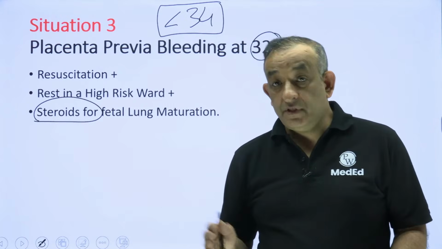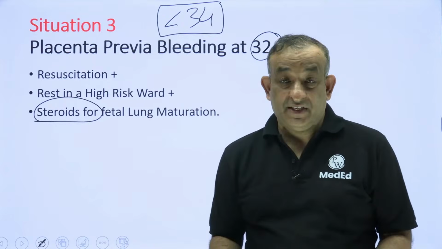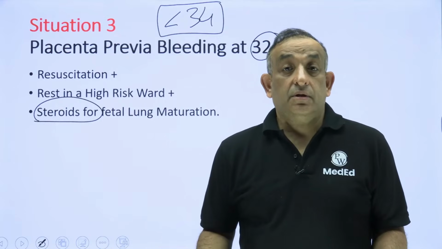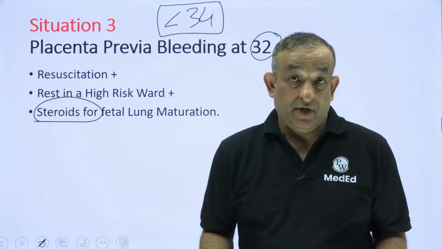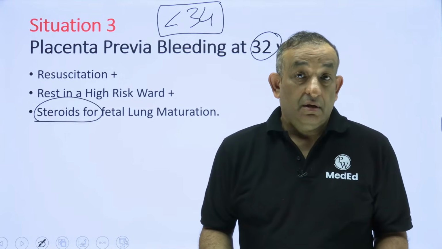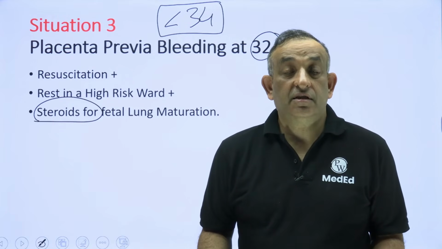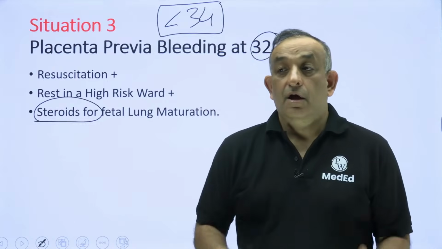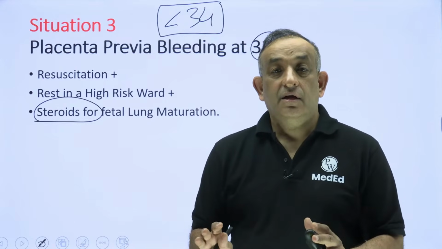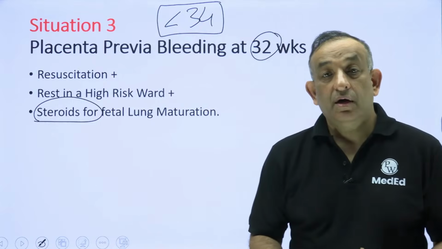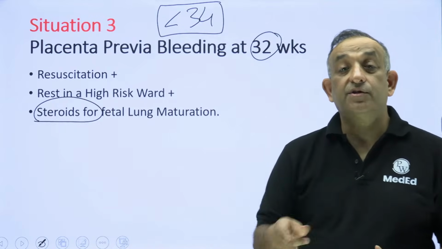Patient is bleeding before 32 weeks, before 34 weeks. Lung is not mature. For example, 32 weeks she has come. Lung is not mature. Can you take the baby out? You are worried because the lung is not mature. So what do you do? The resuscitation itself is the answer. You give her rest, sedation, arrange for IV fluids and keep blood ready, keep her in a high risk ward, bleeding stops in 90% of patients.